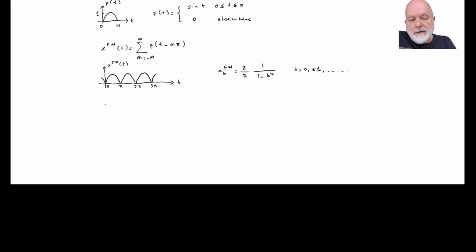Now the half wave rectified sine signal is the periodic extension of P of t with a period 2 pi. So it is the sum over m from minus infinity to plus infinity of P of t minus m 2 pi.